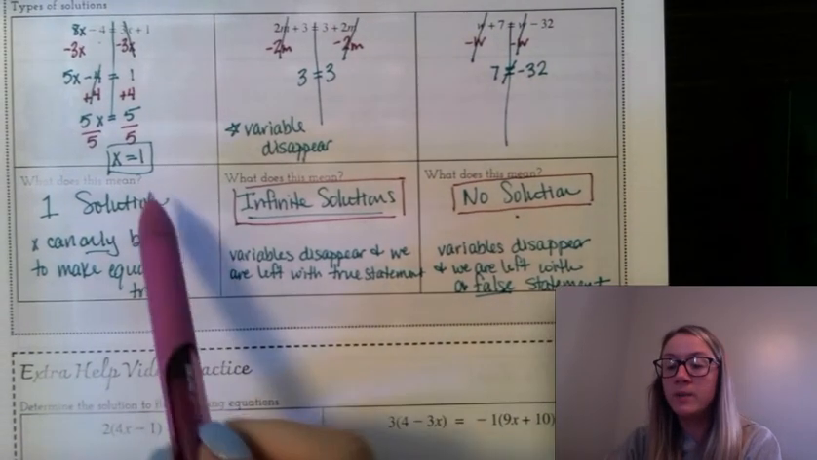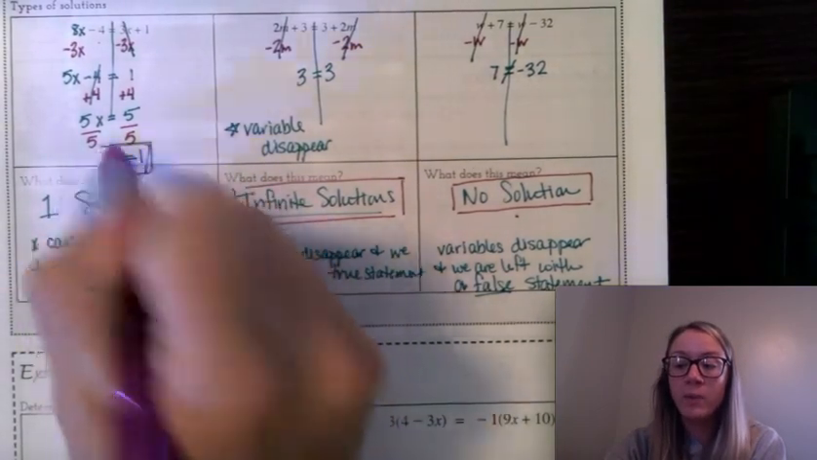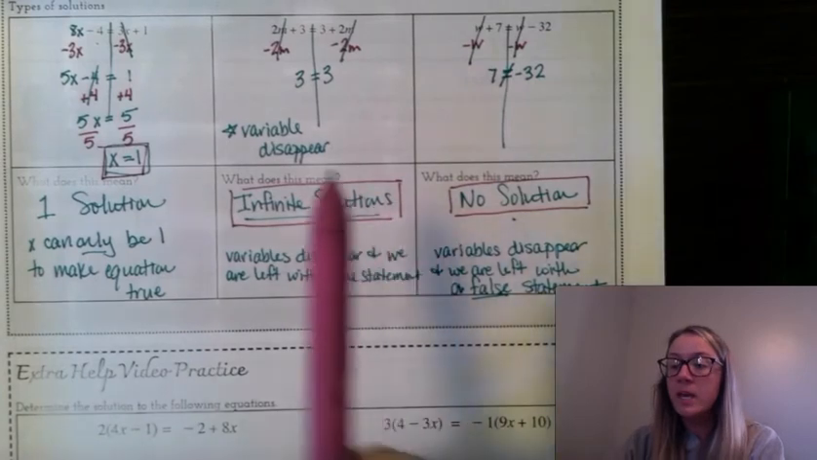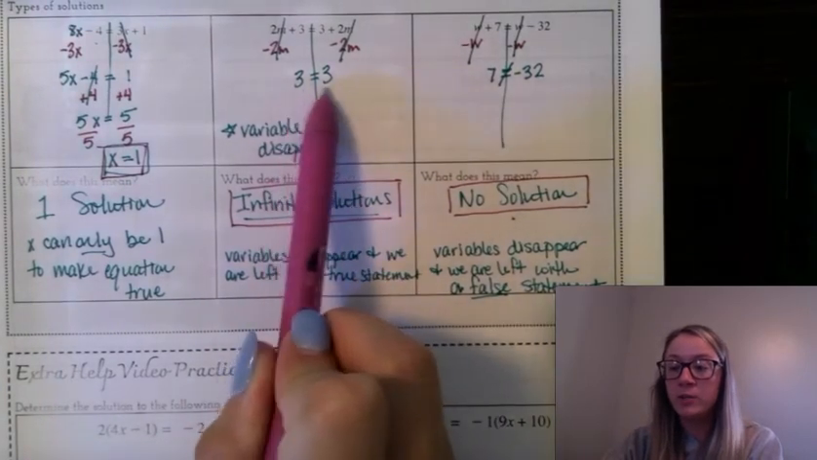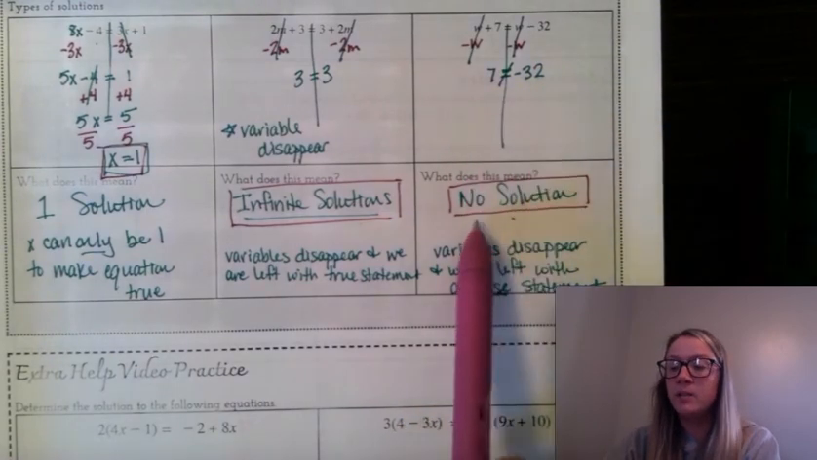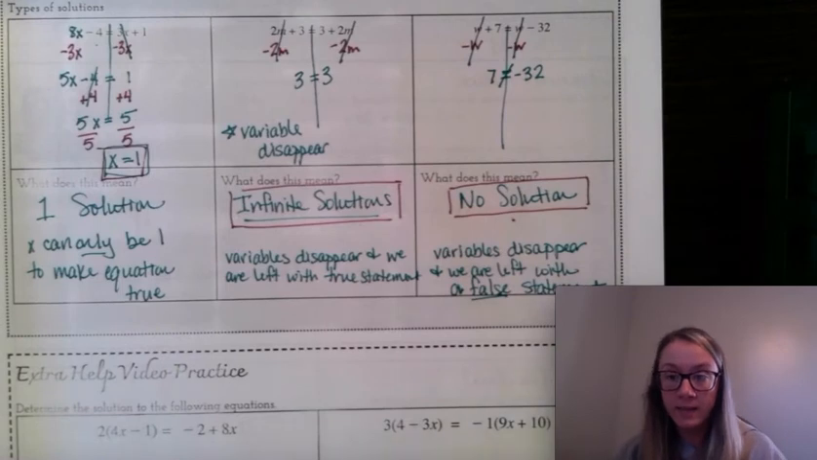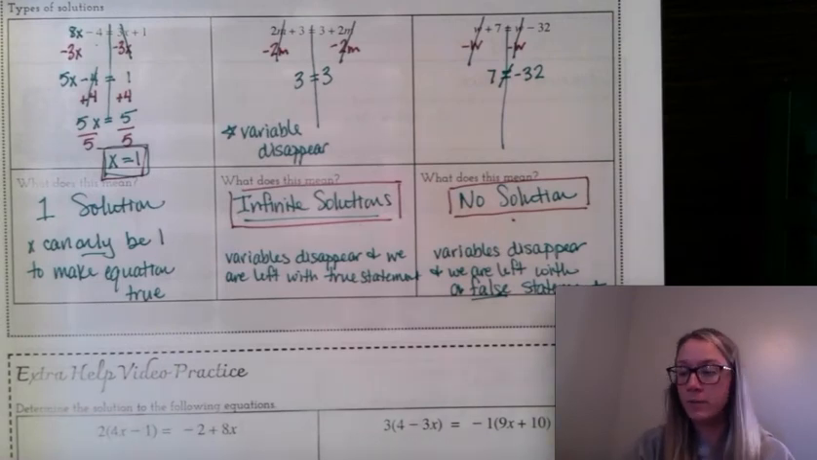So up until now, we've seen numbers for solutions. You get one solution. You would actually write what that one solution is. If our variables disappear and we get a true statement, it's infinite solutions. If our variables disappear and we get a false statement, it is no solution. You can get any of these on a test or on homework.